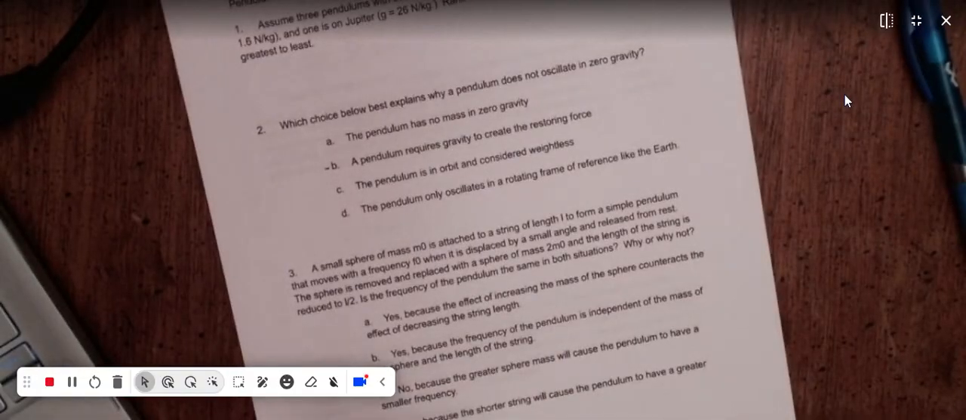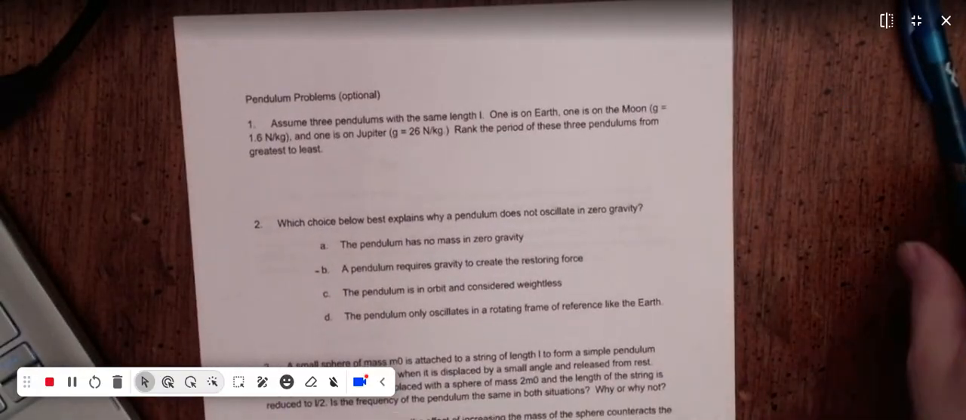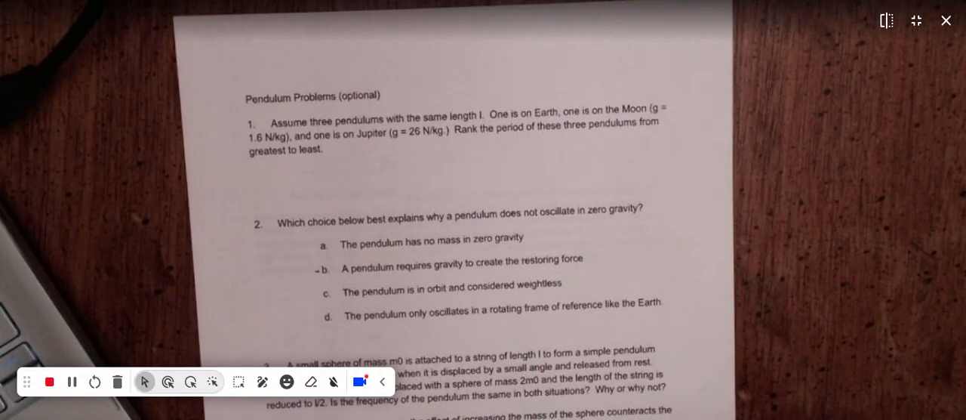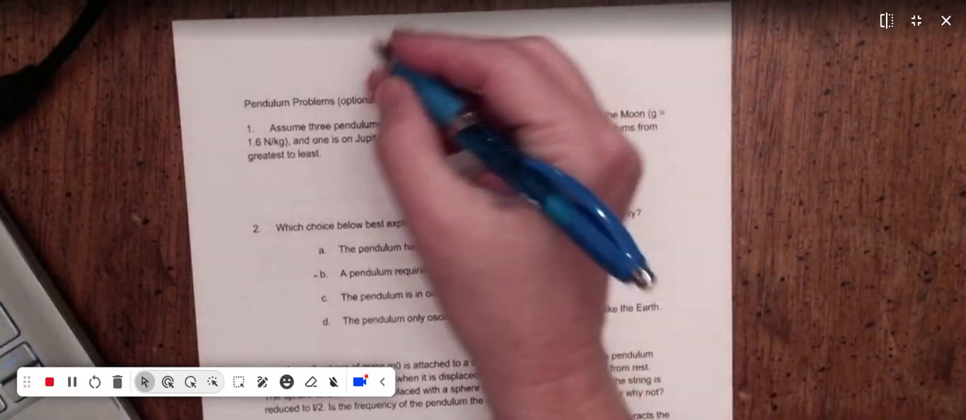Okay, these are optional problems on pendulums. One thing we'll talk about today are a couple of equations. So I'm going to write those up here.